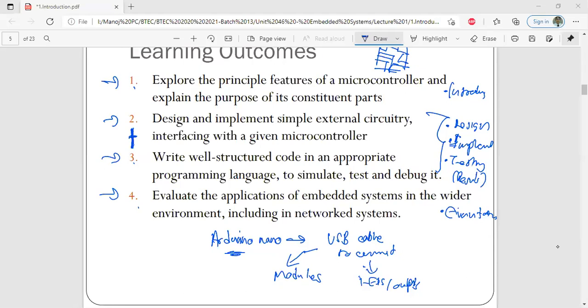Therefore, try to find this Arduino Nano board. Anything else? Any other question?